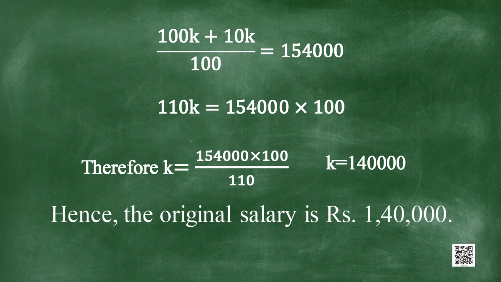So therefore, 110k is equal to 1,54,000 multiplied with 100. So therefore, we get k is equal to 1,54,000 multiplied with 100 divided by 110. On simplification, we get the value of k is equal to 1,40,000. Hence, the original salary is rupees 1,40,000.